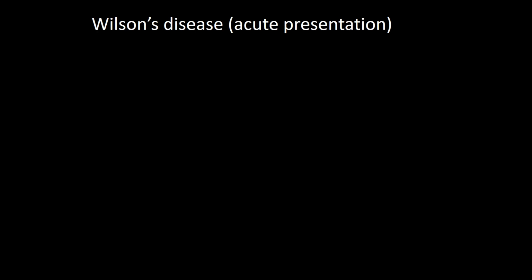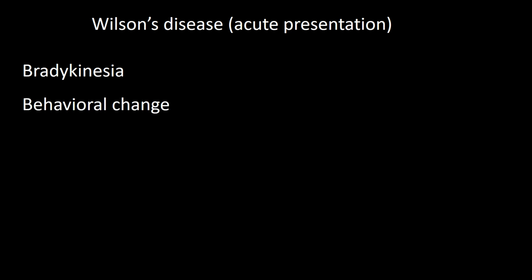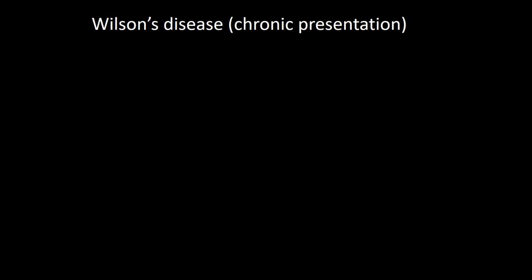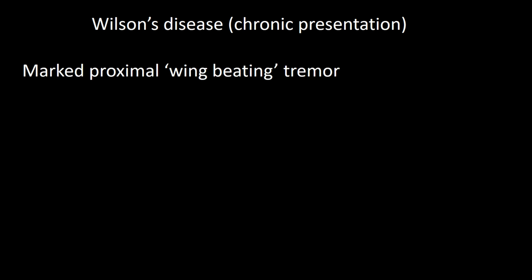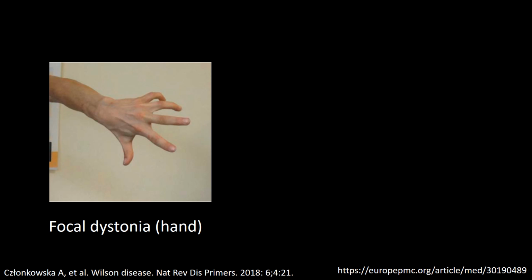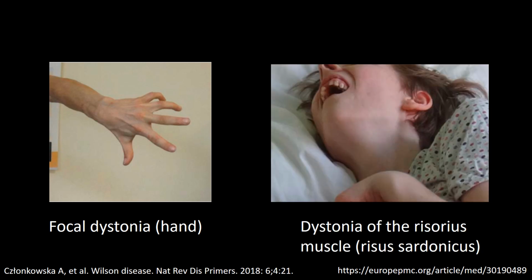In the acute form, Wilson disease presents with bradykinesia, behavioral changes, involuntary movements, liver disease. Wilson disease presenting in a chronic form consists of marked proximal wing-beating tremor, dysarthria, dystonia, and rigidity, hand dystonia being the most frequent type of dystonia we see, but later on in the course they develop focal dystonia involving the risorius muscle. This type of dystonia has been called risus sardonicus.